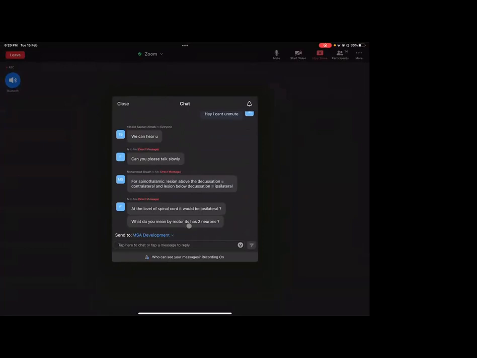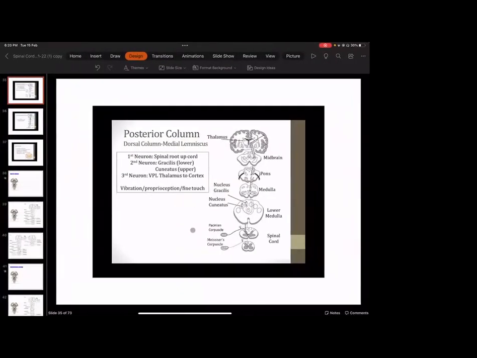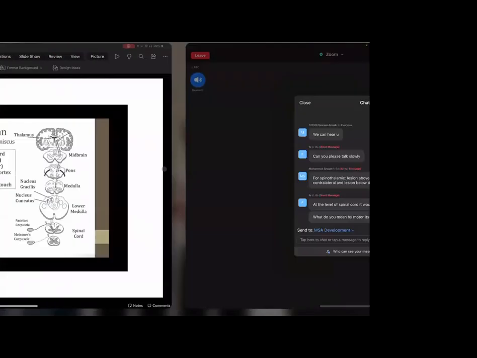Okay, so the motor thing, I'll explain it to you right now. You'll see in the picture, you'll understand. What was the other question?